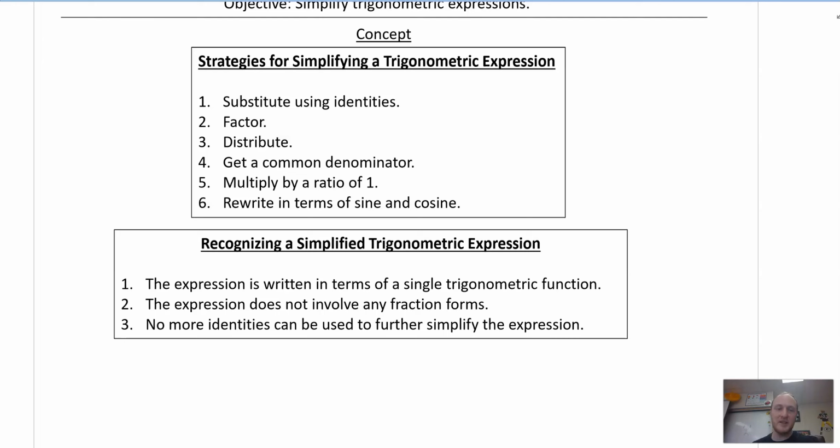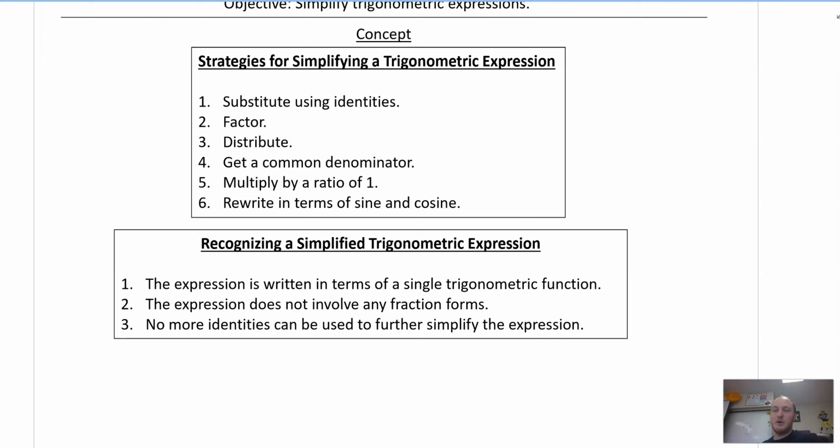Step 2, factor. We're going to use basic factoring skills. Step 3, distribute. Step 4, get a common denominator. Step 5, multiply by a ratio of 1. And then step 6, if all else fails, rewrite everything in terms of sine and cosine. We're going to be doing that a lot lately.